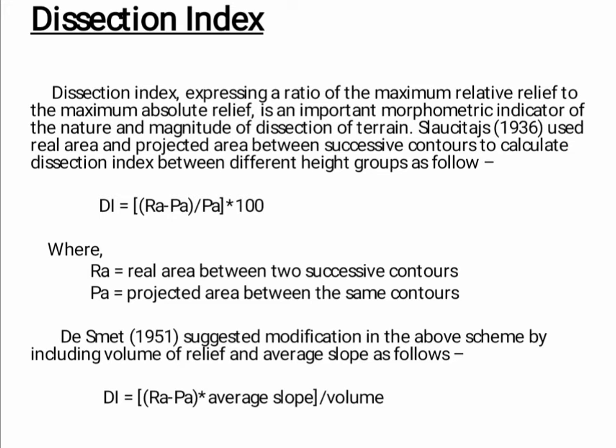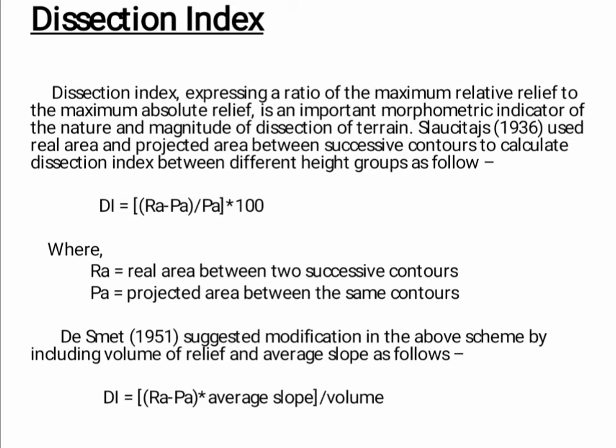Next, the dissection index. Dissection index, expressing a ratio of the maximum relative relief to the maximum absolute relief, is an important morphometric indicator of the nature and magnitude of dissection of terrain. Scholars use real area and projected area between successive contours to calculate dissection index between different height groups as follows.